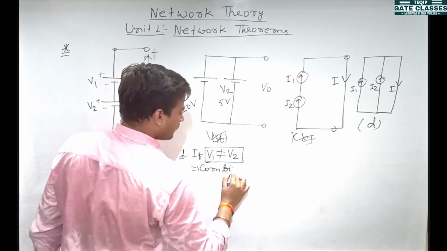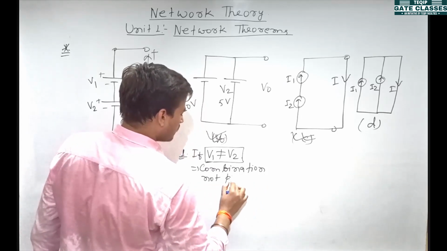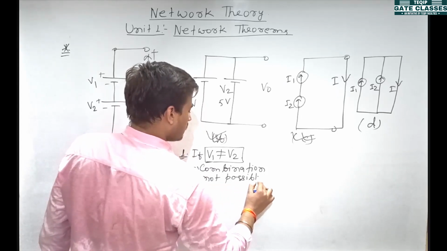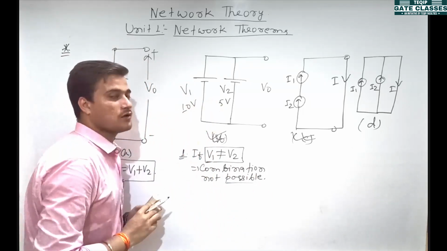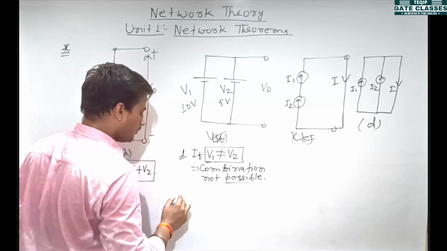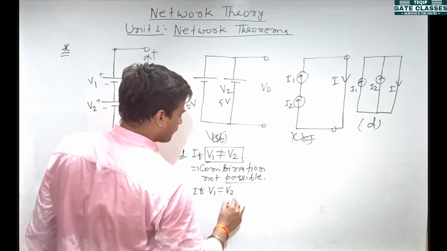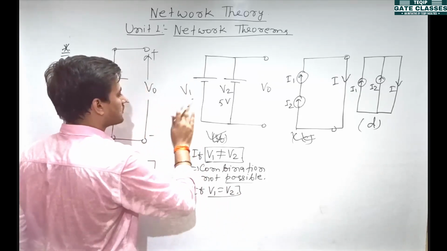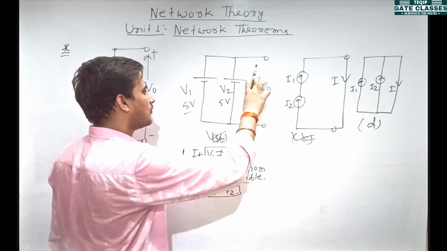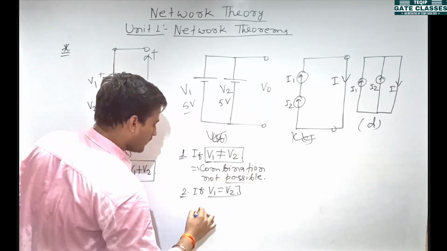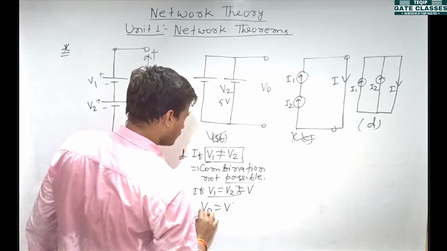This type of combination is not possible. Very important point. If these two voltages are not equal, then this combination is not possible. Second, if V1 is equal to V2, if these two voltages are equal, suppose this is also 5 volt, he will say 5 volt, he will also say 5 volt. Okay, total voltage will be 5 volt. So suppose these two are equal to V, so V0 will be equal to V.